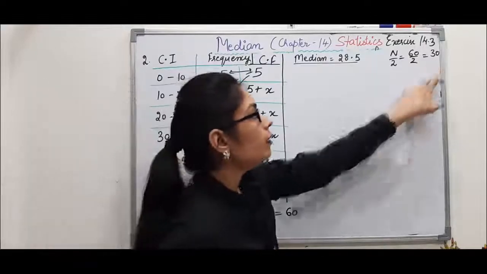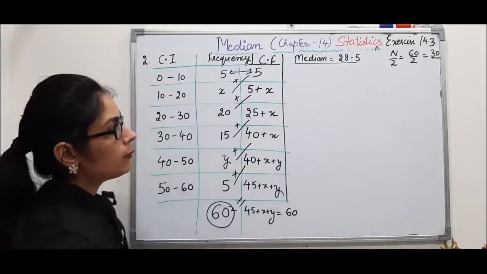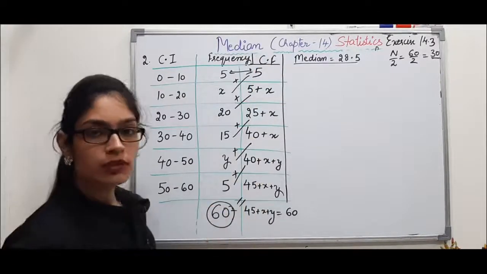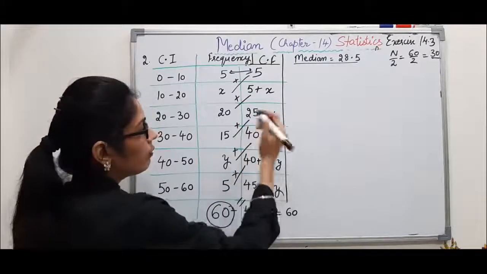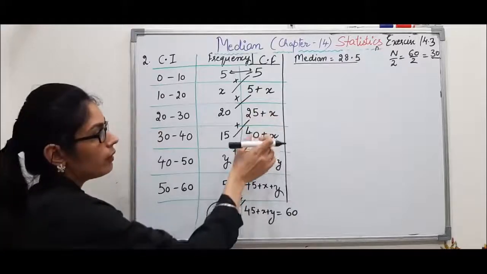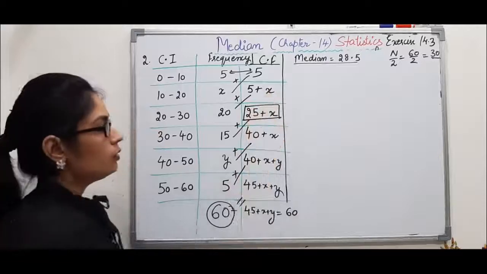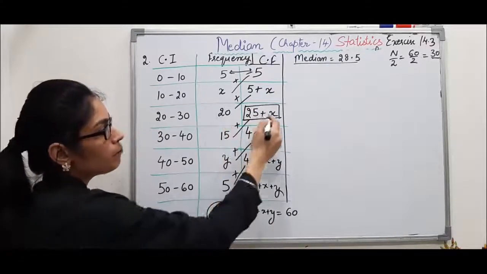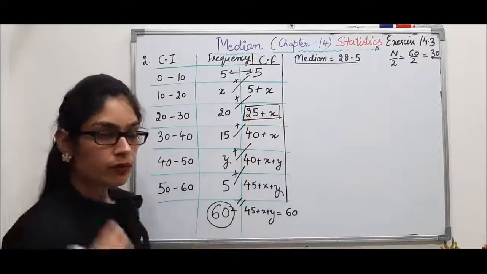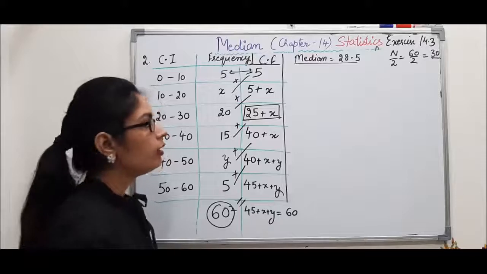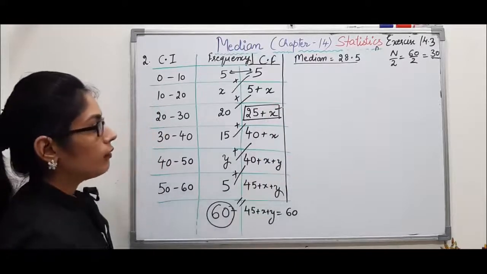In the cumulative frequency, we have to look out for a value which is greater than n by 2. So let us assume that 25 plus x is the greater value than n by 2. Our value of x can be such that if we add something to 25, it can be greater than 30. That's why we have to choose this one, 25 plus x.